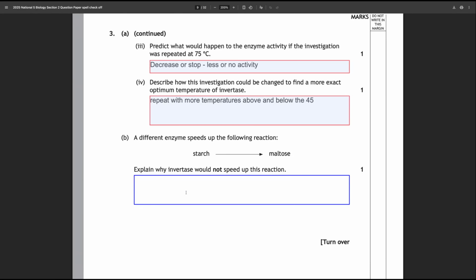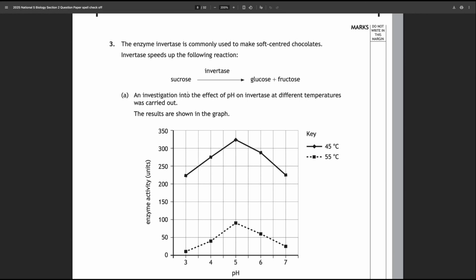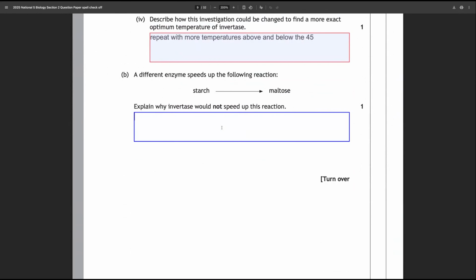Okay, part B, a different enzyme speeds up the following reaction. Starch is broken down into maltose. Explain why invertase would not speed up this reaction. So the key here is to do with specificity of the enzyme to the substrate. We know that the active site has a particular shape on the enzyme, and that shape is specific to only one substrate. So in this case, invertase is specific, if we scroll all the way back up here, to sucrose. Okay, that's its substrate. So therefore, why would it not speed up this reaction? Because it is not specific to starch.